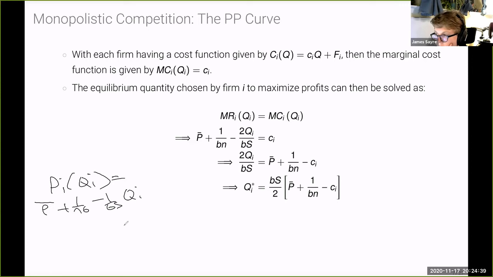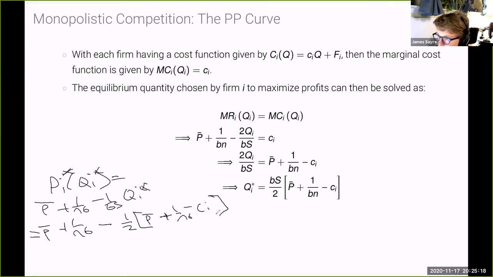If I plug in for Qi here, a couple things are going to happen. Notice that this Qi term is being multiplied by 1 over Bs, and so you can see that these Bs's are going to cancel out. Carrying over this term and this term, what I'll get is minus half P bar plus 1 over NB minus Ci. And I notice that this P bar plus 1 over NB term is also here. So what I'm going to have is 1 times P bar plus 1 over NB minus half that same thing.